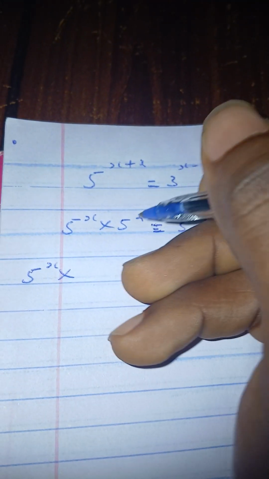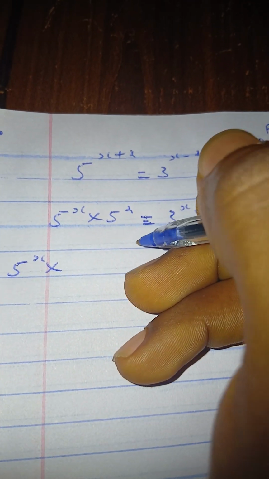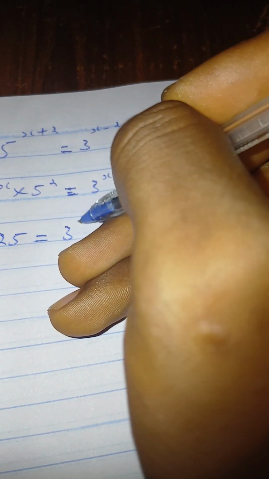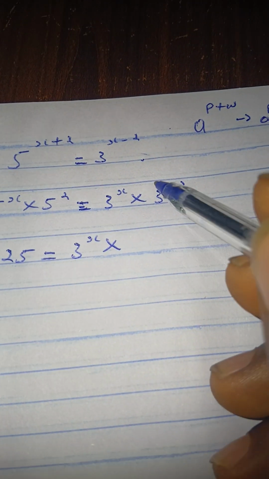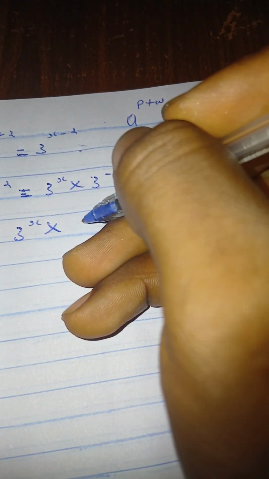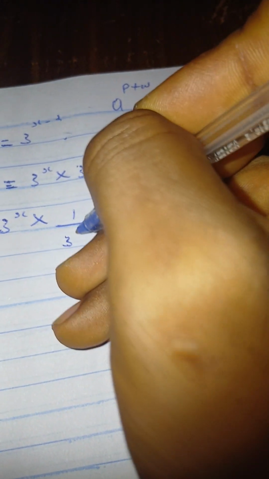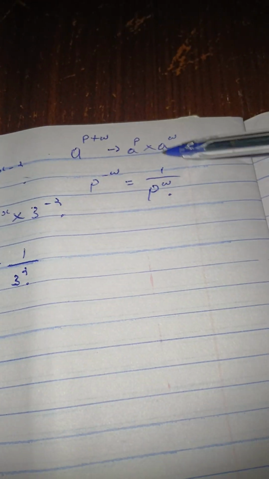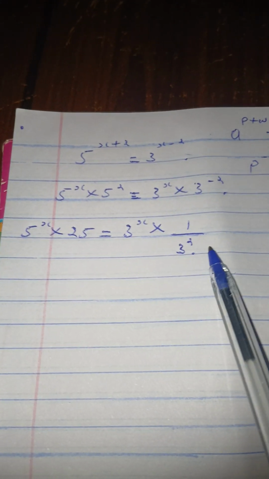Now moving forward, we have 5 raised to the power of x times 5 raised to the power of 2, which implies 5 times 5, and 5 times 5 is 25. So this 25 is equal to 3 raised to the power of x times this 3 raised to the power of minus 2, which is the same thing as 1 over 3 raised to the power of 2. Because according to the law of indices, for every integer p, p raised to the power of minus w is the same thing as 1 over p raised to the power of w. It's important to know all these laws. So that's what I applied to this problem here.